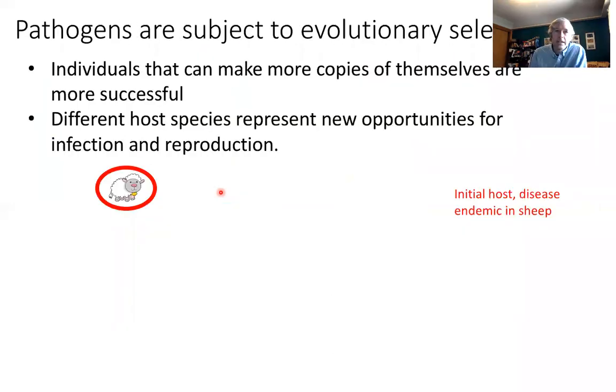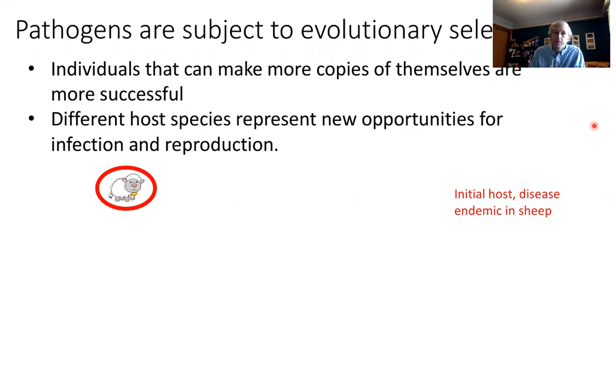Now the thing to remember is pathogens are alive, they are a living thing. And because they're a living thing, they are subject to evolutionary selection in just the same way that Darwin's finches were subject to evolutionary selection, and they went through an adaptive radiation. When the finch landed on the Galapagos Islands, it evolved into lots of different species. In the same way, plants are a living organism subject to evolutionary processes.